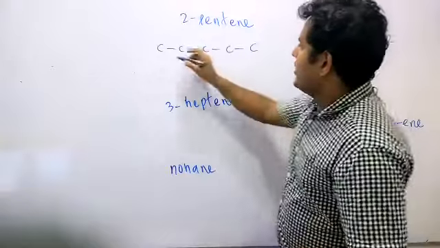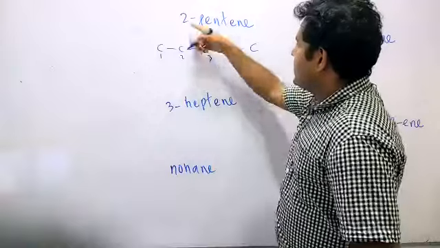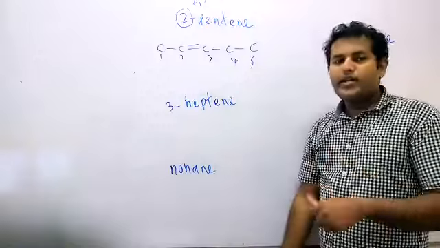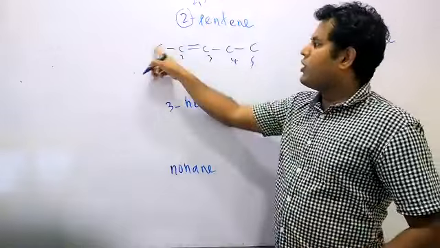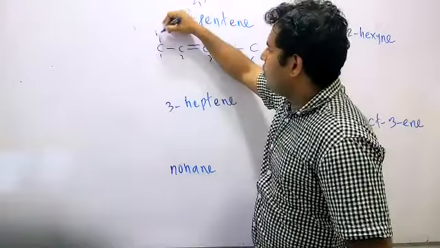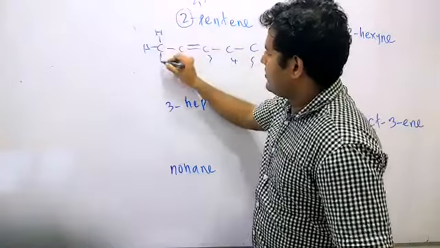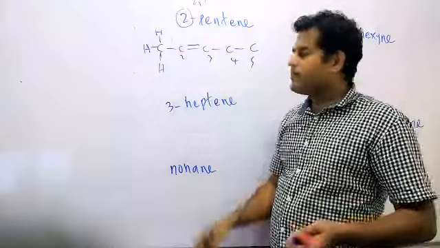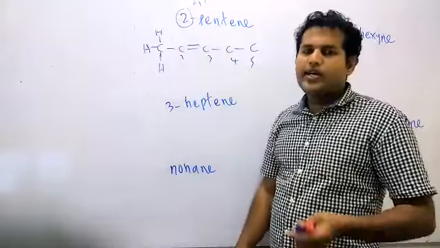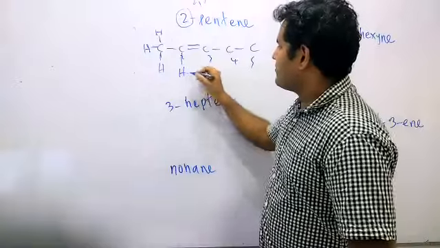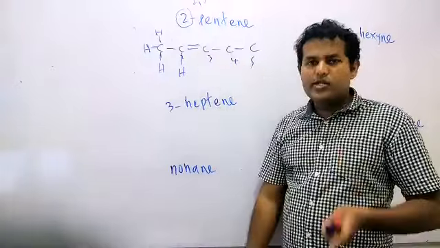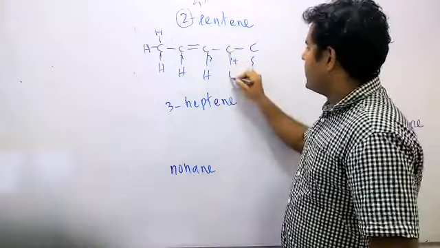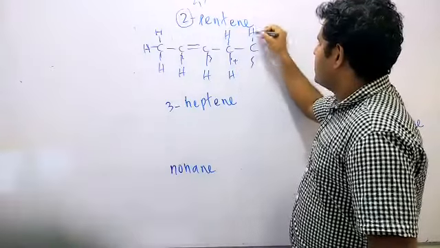Now 2-pentene: 1, 2, 3, 4, 5. 2 means in between carbons 2 and 3, so at the second carbon you have to have a double bond, and then you have to complete the structure. Here we have to put 3 hydrogens, so that we get 4 bonds around the carbon. Around this carbon you already have 3 bonds, 1, 2, 3, so you only have to apply one more bond. Here there are 3 bonds, so apply one more bond, making 4. Here there are 2 bonds, so you have to apply another 2 bonds like this, and here 3. So this is called the geometry.